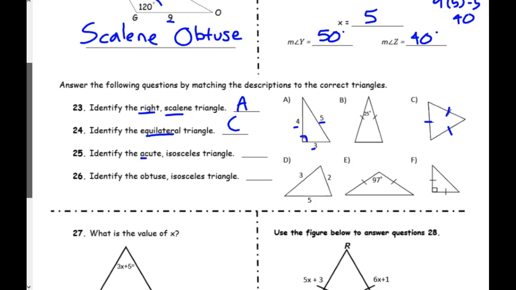Okay. Acute isosceles. Now, E is isosceles, but it's not acute. And then F is isosceles, but it's right. Letter B has 3 acute angles, and it's isosceles, so that's the answer. Obtuse isosceles. So again, F is right and isosceles, but E has the obtuse angle, and it's isosceles. Letter E.